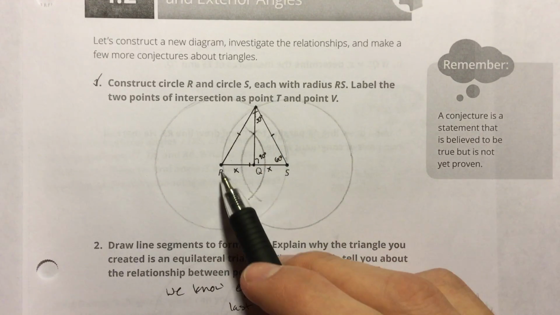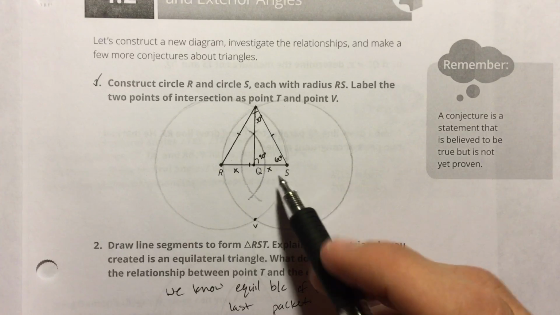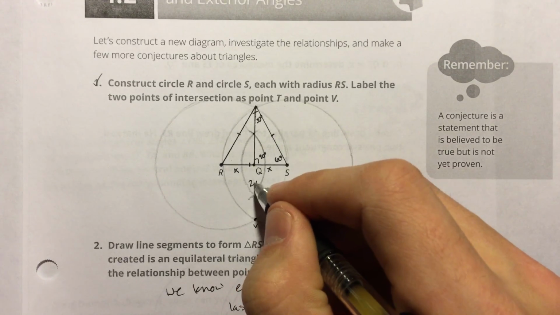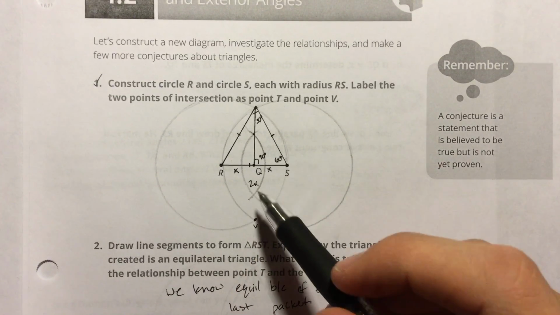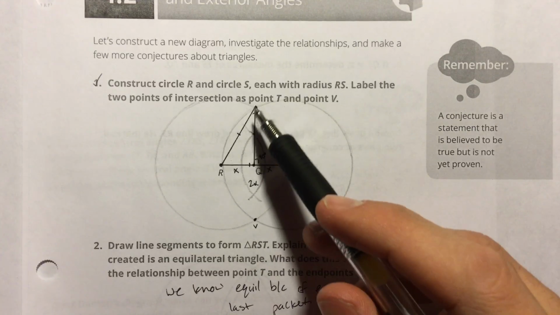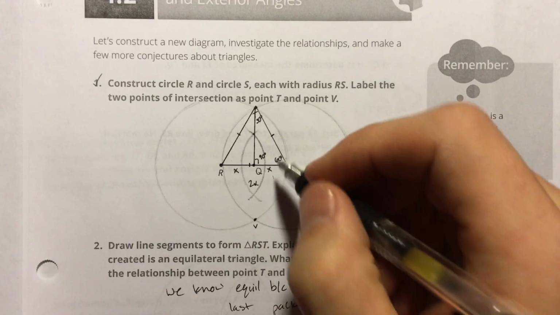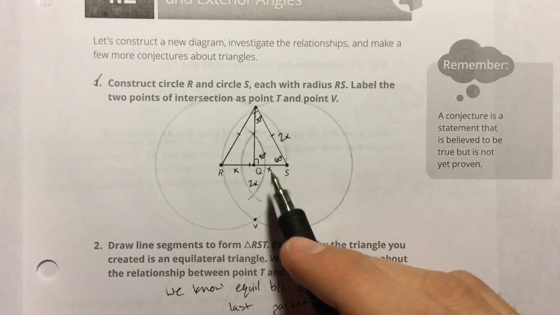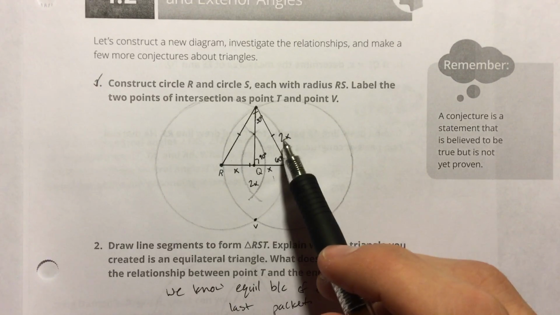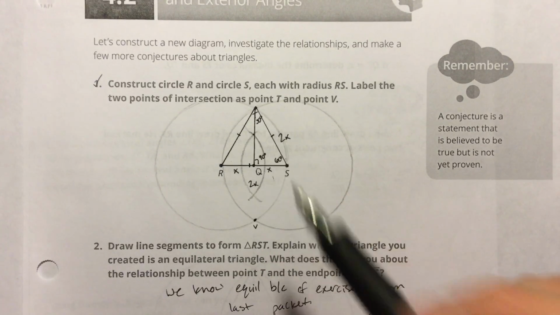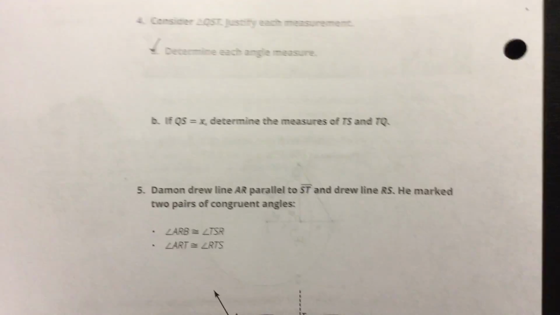How does that help me? Well, it means that RS, one side of our equilateral triangle, is equal to 2x. Because all sides of an equilateral triangle are the same, TS, which is one side of our original equilateral triangle, will be equal to 2x. So QS is equal to x, TS is equal to 2x, and now to find TQ, we have to do a little Pythagorean theorem.